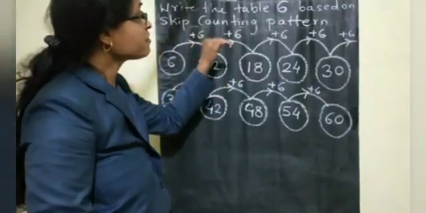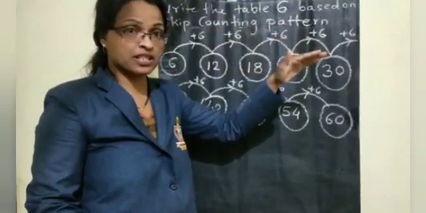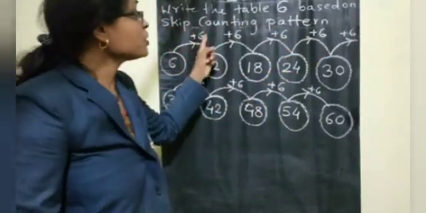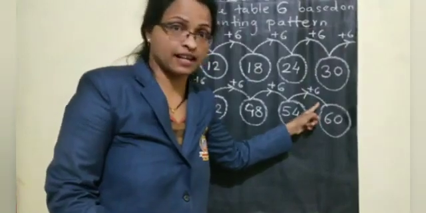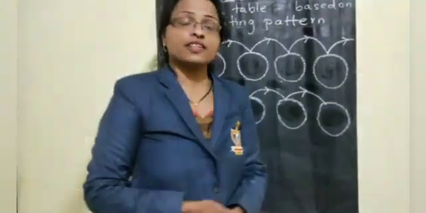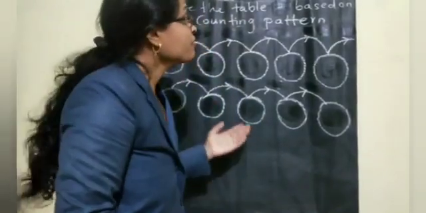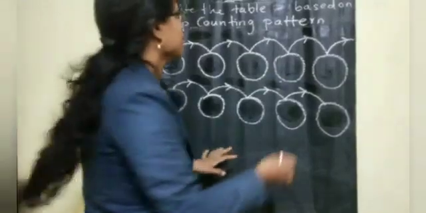So same difference, but here you have to take care that you have to show the arrow in the forwarding side, and whatever you are adding, the same number should be added till the end. Understood? Okay. Now children, let us create the table of 10 based on the same skip counting pattern.